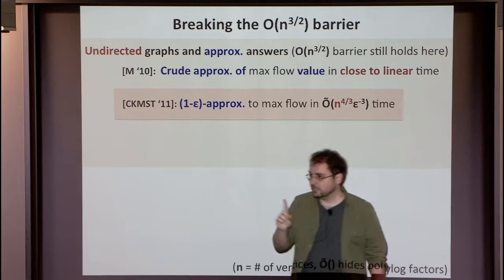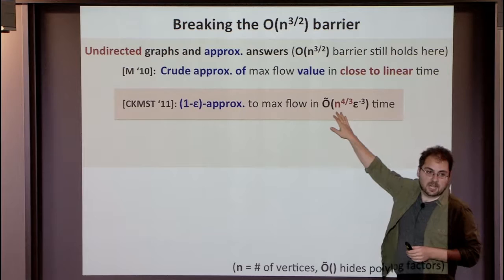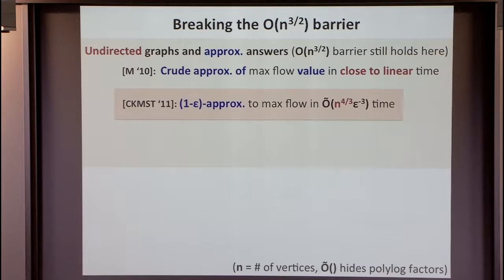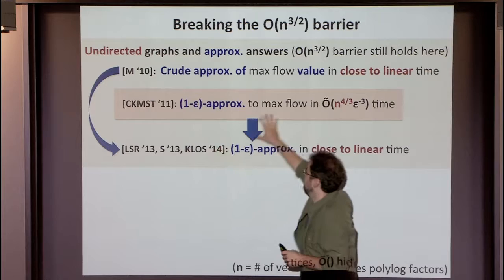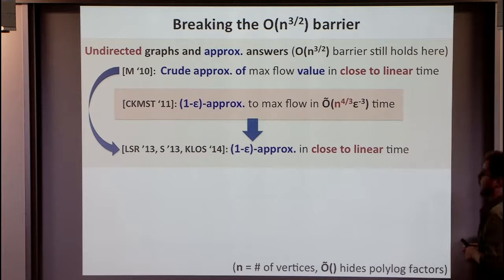And you can actually get an n to the 4/3 algorithm. Okay, so again, the number is not important. It's important that this is smaller than n to the 3/2. And actually, in a very beautiful and stunning line of work, these two algorithms and the ideas behind them, plus some other brilliant ideas, led to the best that we can hope for in this regime. Then we can get a 1 minus epsilon approximation to max flow in undirected graphs in close to linear time.